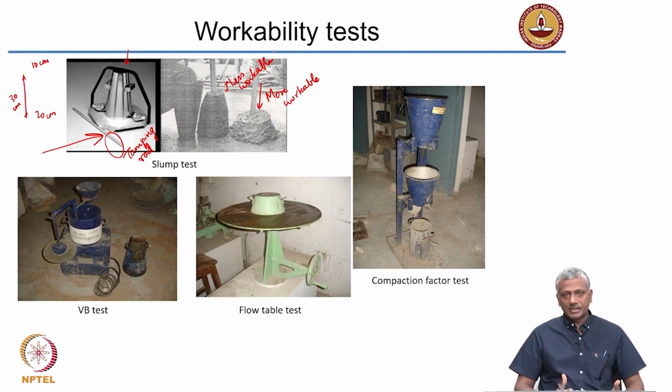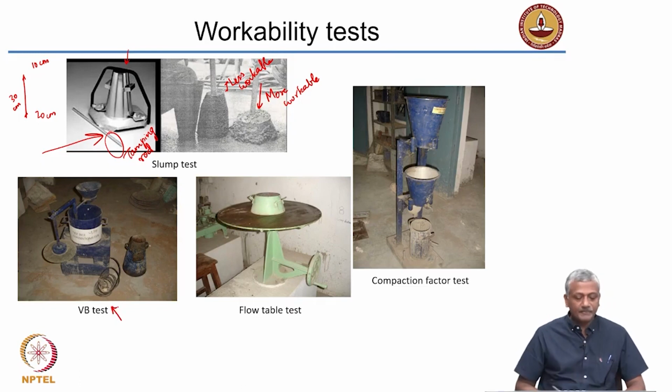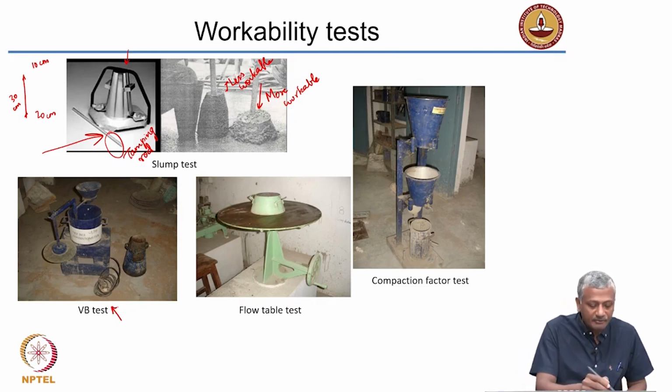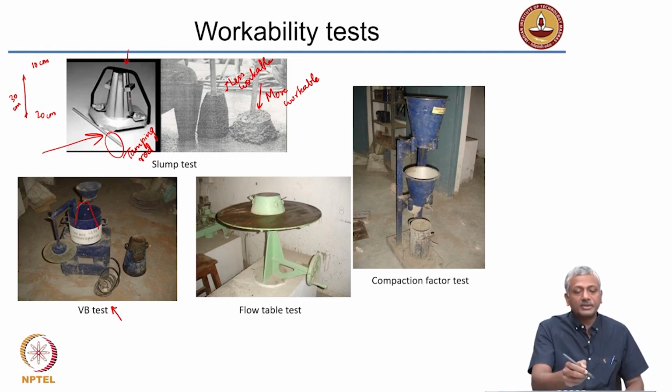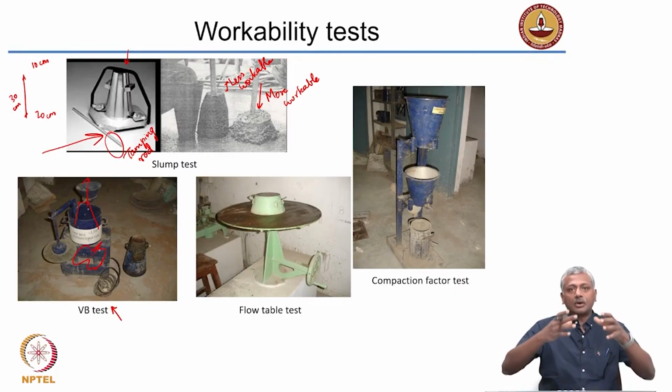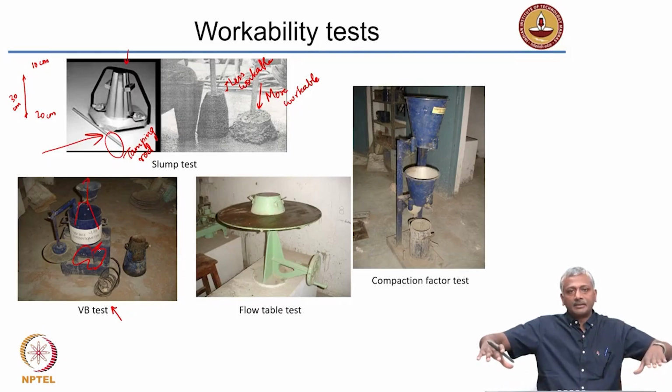There are other tests that can be used for stiffer mixtures. Slump does not work very well for them, so you may want to use something called the VB test. In this case, you have a cone sitting in the center of a cylinder. You fill up the cone in the same way as you fill up the slump cone, right. Then you lift the cone and you vibrate this entire apparatus so that the conical shape of the concrete assumes the cylindrical shape of the container.